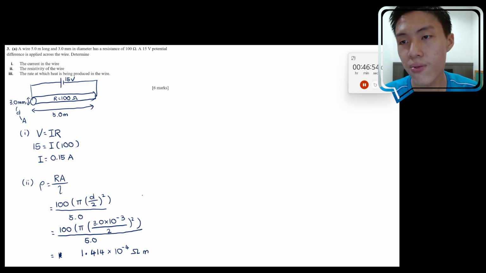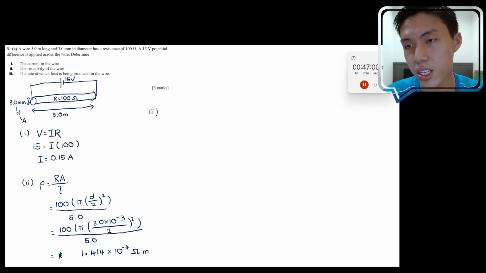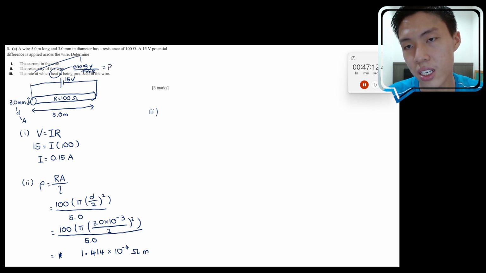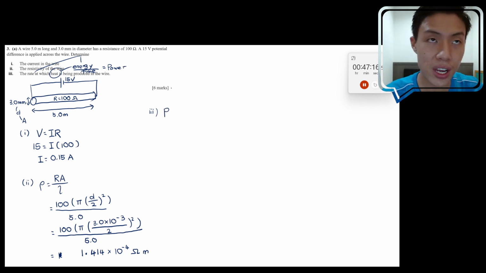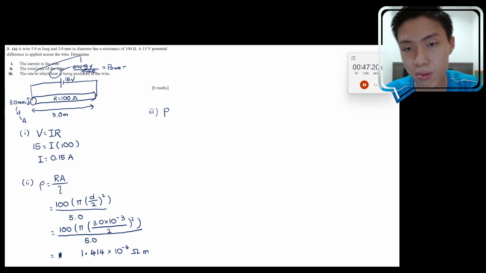Okay, next, the rate at which heat is being produced. So rate at which heat is being produced. Heat is a form of energy. So when you look at energy, rate means per unit time. So energy per unit time is basically just power. Okay, so they are looking for power over here. Rate means per unit time. Heat is a form of energy. Energy per unit time is just power.